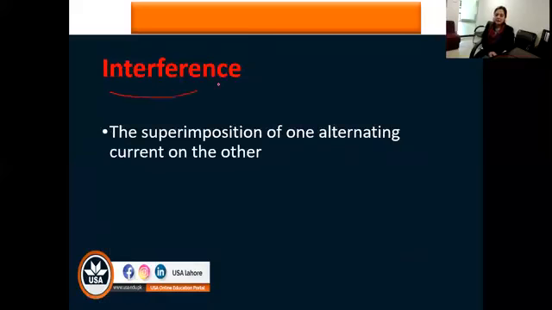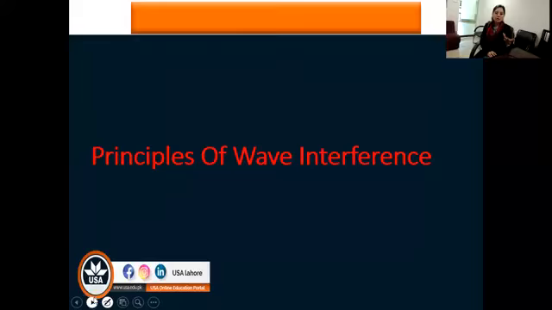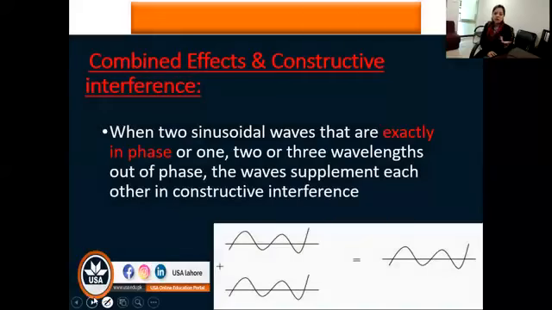Before that, let's understand what interference is. This is a term from physics. The superimposition of one electrical current over the other is said to be interference. There are different types of interference, like destructive interference and constructive interference. Constructive interference is when two sinusoidal waves are exactly in phase, or one, two or three wavelengths out of phase. The waves supplement each other and give us constructive waves.